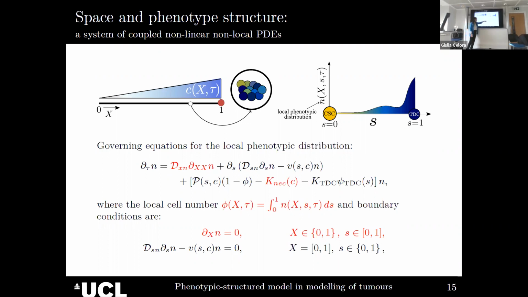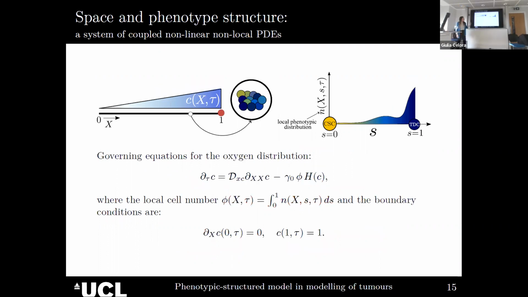We have an additional death term. This is more biology, because when there is no oxygen, all cells will die independently of their phenotype. And now, the way we describe our tumor is by a local phenotypic distribution. So at each location in space, at each given time, the local phenotypic distribution tells us how many cells have a certain phenotype.